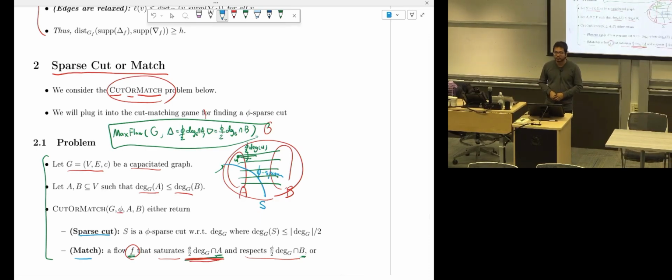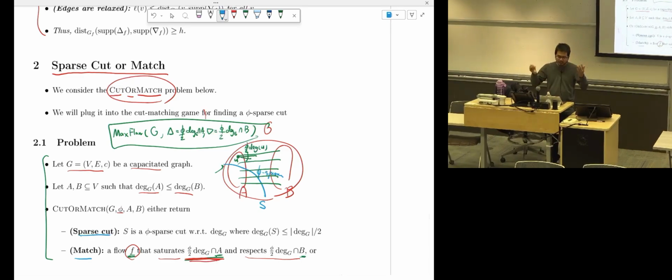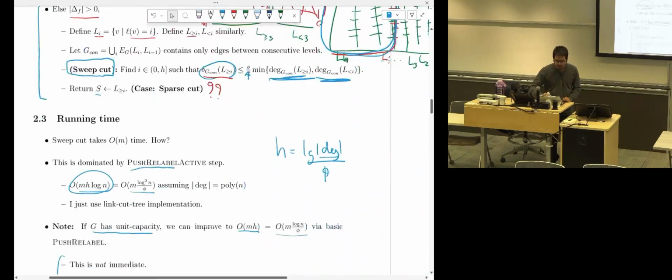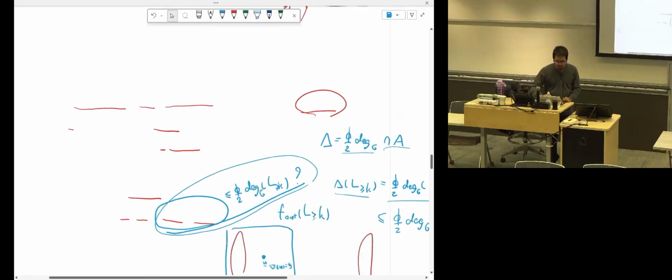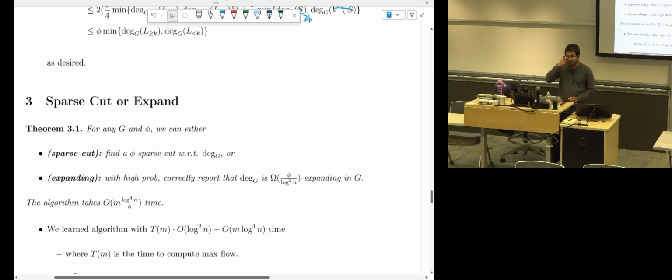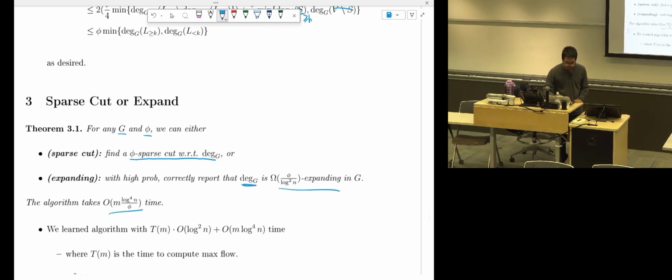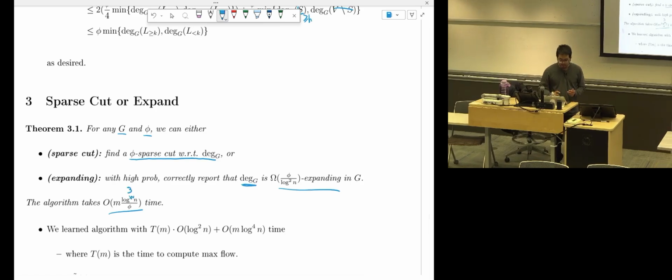Okay. So once we have this, let's see how we plug it in, why we can solve this problem that we have seen before, which is the sparse cut or expander problem. So we have the graph and the phi, and we either want to find a phi-sparse cut with respect to degree, or say that the degree node weighting is expanding. The algorithm will take this time, and it can be improved to 3 if we don't use link-cut tree.